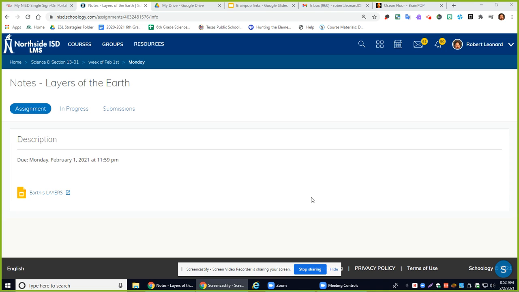Okay, so today we're going to go over Earth layers. I'm going to start off by finishing the notes from yesterday. After that, I'm going to make a separate screencast of the Brain Pops in case you cannot access Brain Pops. All right, so looking at the layers of the Earth.